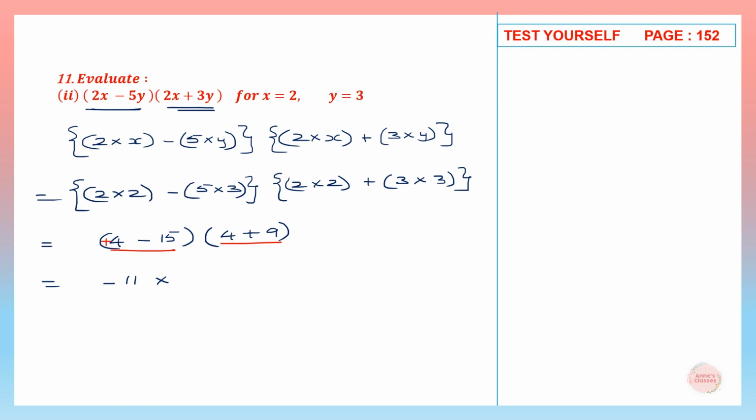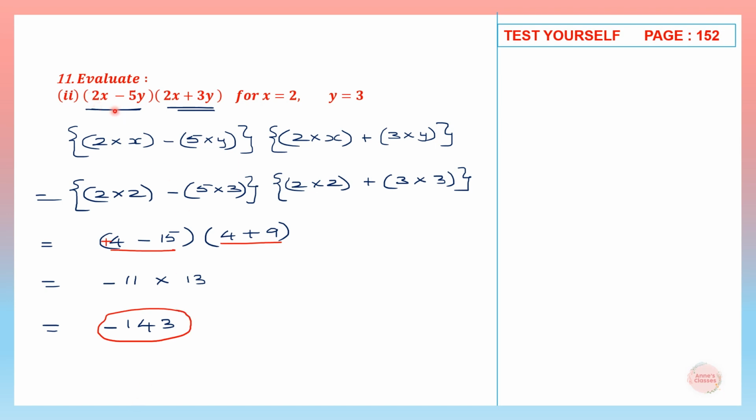4 plus 9. 4 plus 9 is 13. So let's multiply 11 into 13. The sign will be minus. 11 into 13 is 143. So what is our final answer? Minus 143.